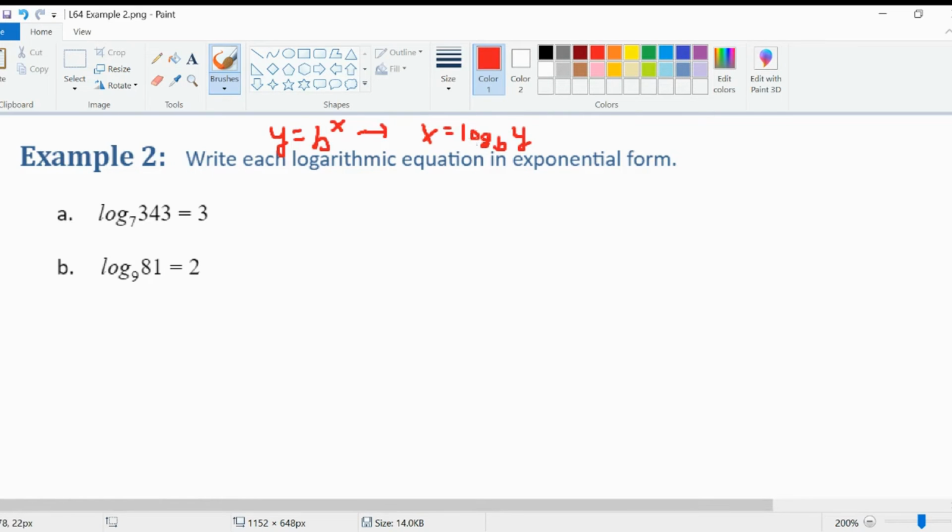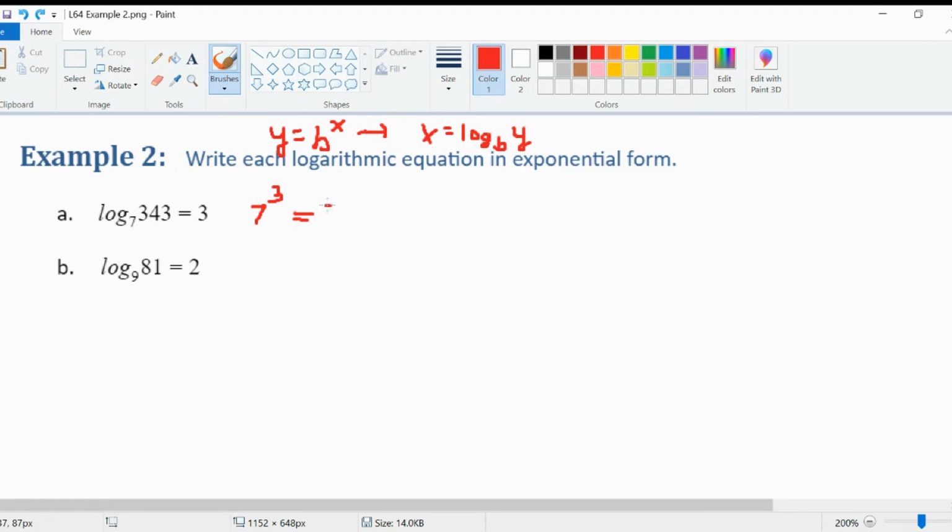Right now, we're in this log form over here. We want to convert it back to exponential form. One thing to identify right away is whatever it's set equal to, that's your exponent. This little subscript is your base. So in this case, we're going to have 7 to the third power is equal to 343.